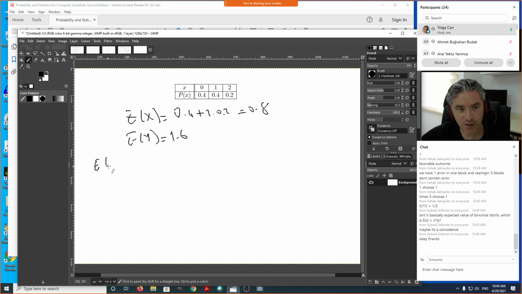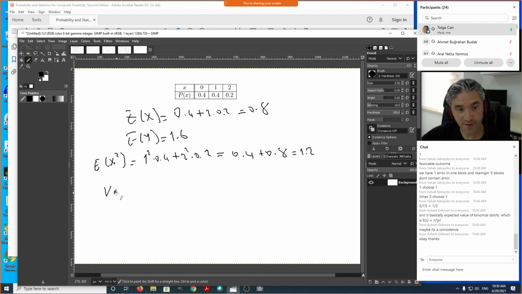Now the expected value of x squared, on the other hand, is 1 squared times 0.4 plus 2 squared times 0.2. And what I have here is 0.4 plus 0.8, which is 1.2. So this is the expected value of that thing. So the expected value of x was this.